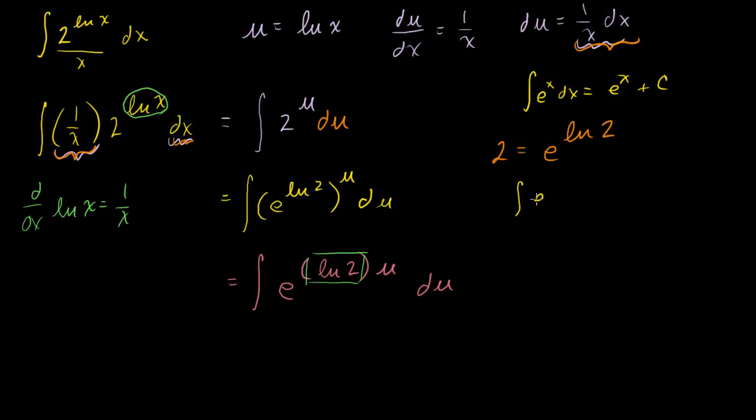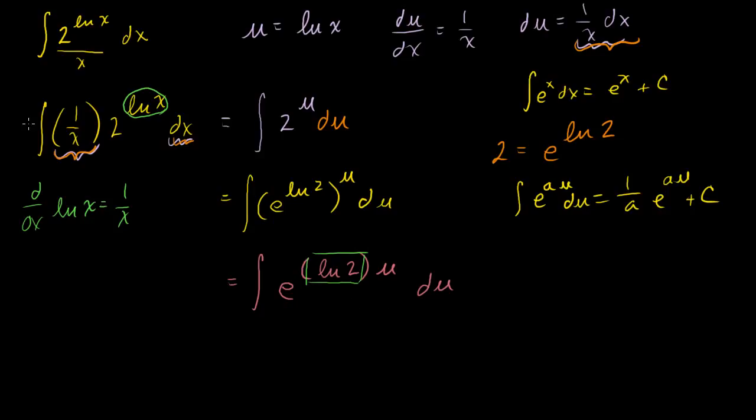The antiderivative of e to the au du is just 1 over a e to the au. This comes from this definition up here, and of course plus c. And with the chain rule, if we take the derivative of this, we take the derivative of the inside, which is just going to be a. We multiply that times the 1 over a. It cancels out, and we're just left with e to the au. So this definitely works out.